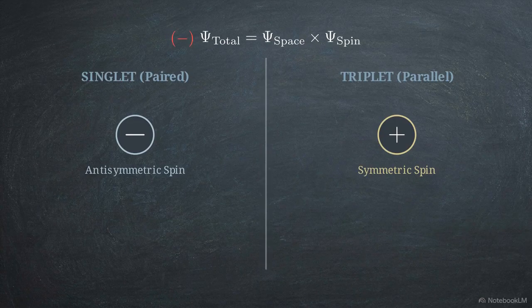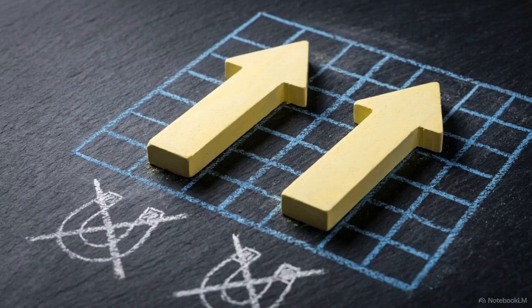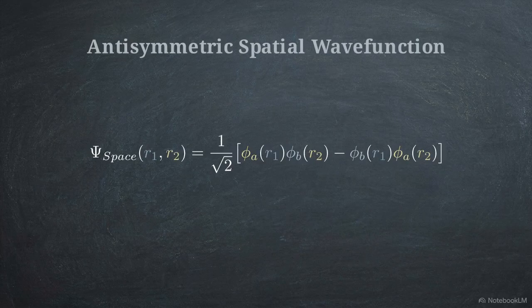Since the total wave function must always be antisymmetric, a symmetric spin state demands an antisymmetric spatial state to balance. Parallel spins do not push each other away magnetically. Instead, their symmetric spin state mathematically forces their physical spatial distribution to become antisymmetric. This is the actual antisymmetric spatial wave function required for the triplet state.